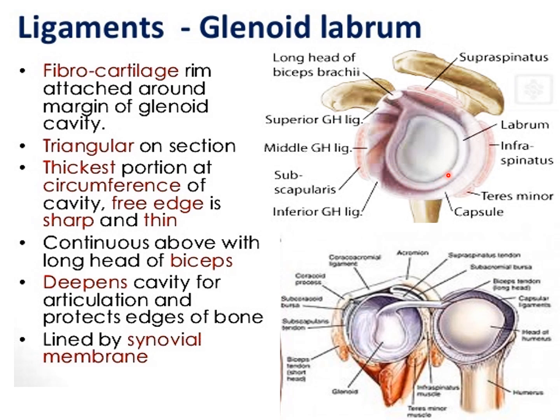And this deepens the cavity for the articulation of the head of the humerus and protects the edges of the bone. And this glenoid labrum is also lined by synovial membrane. This is how it makes the socket deeper, so that the head can be in position within the narrow, shallow glenoid cavity.